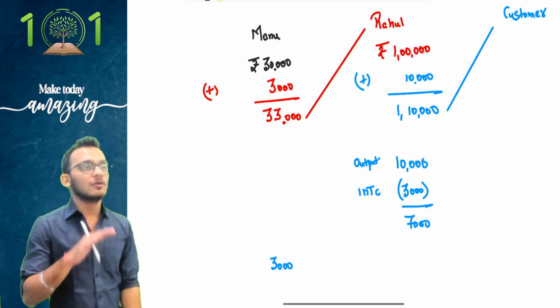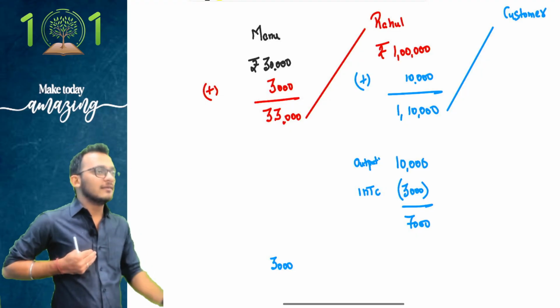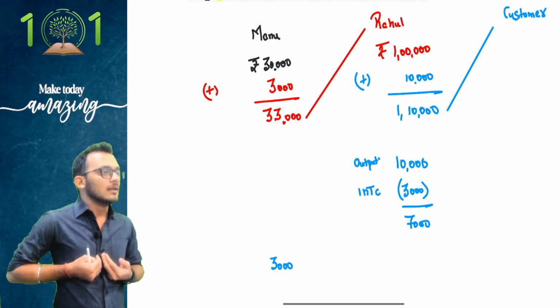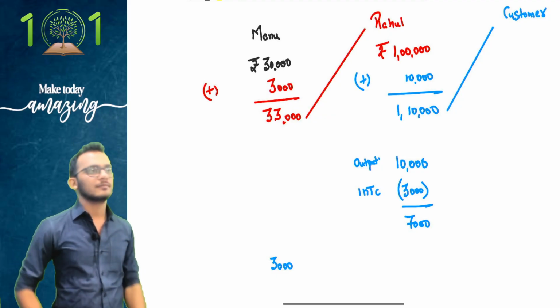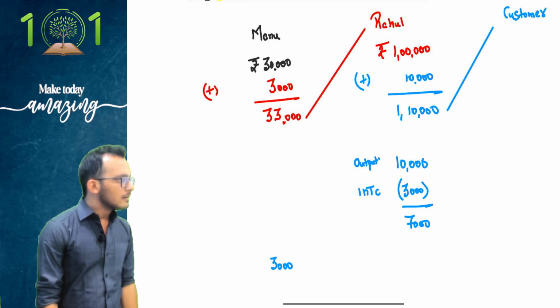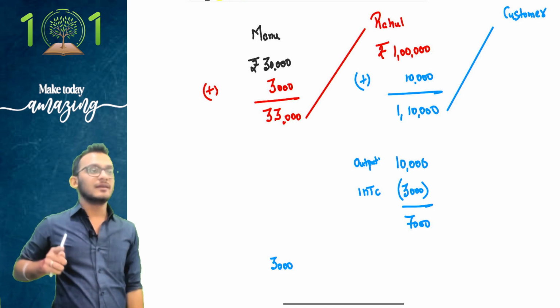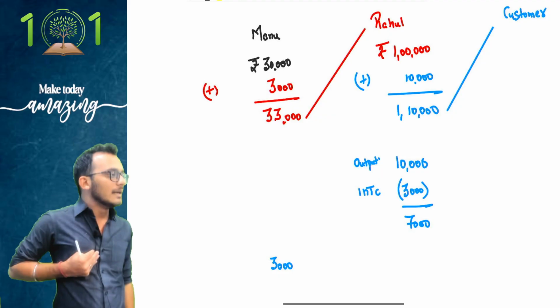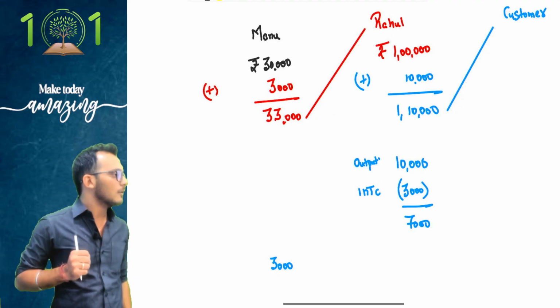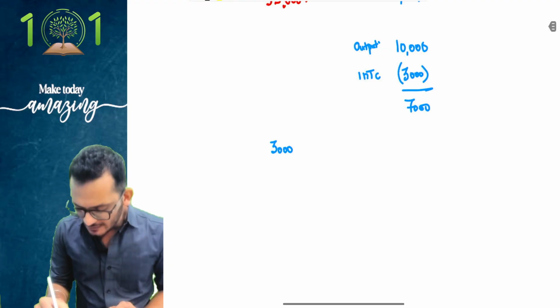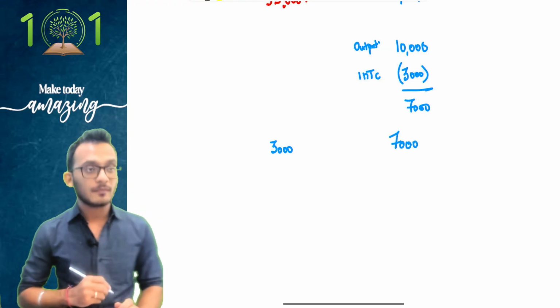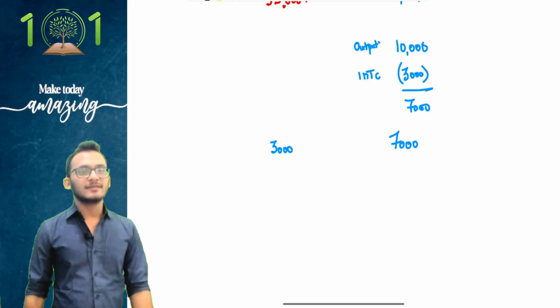But Rahul will say, no, no, wait. Before I earned the 1 lakh rupees, I spent 30,000 from my side. Because I spent the 30,000 rupees, my profit is only 7,000 rupees, on which I will pay you tax.